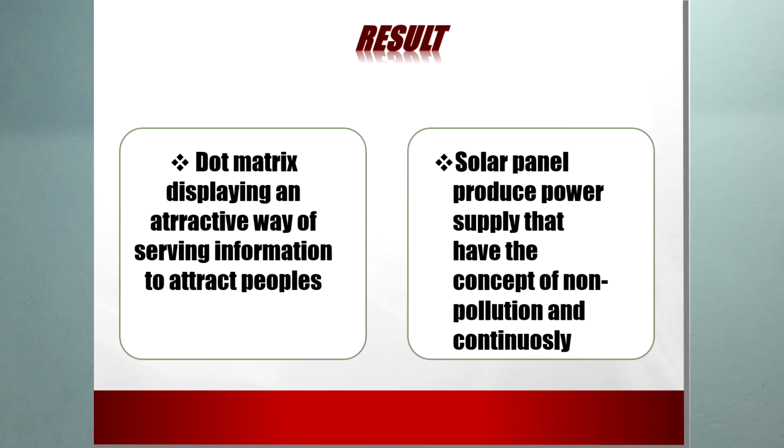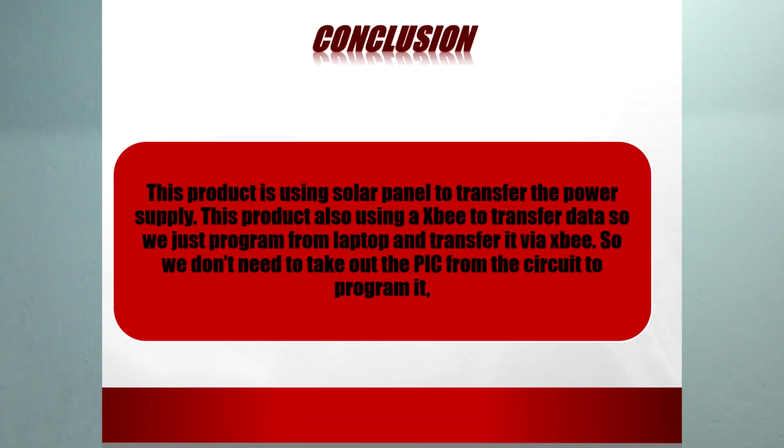For the result, first, the dot matrix is an interactive way of serving information to attract people. Second, the solar panel produces a power supply with the concept of non-pollution and continuity. For the conclusion, this product is using a solar panel to supply the power. This product also uses XBee to transfer data, so we just program from a laptop and transfer it via XBee. So we do not need to take out the PIC from the circuit to program it.